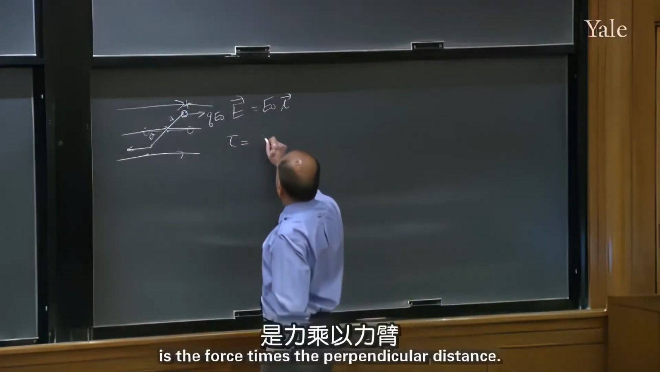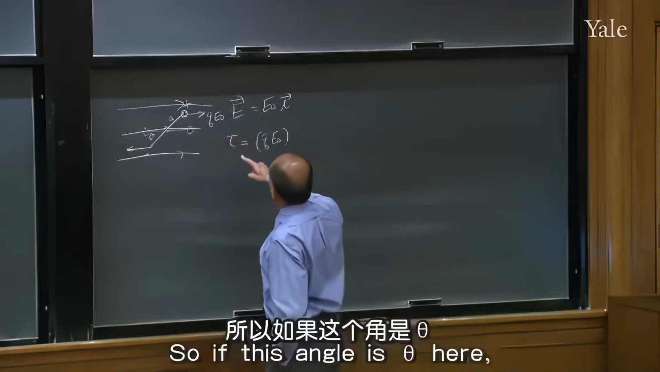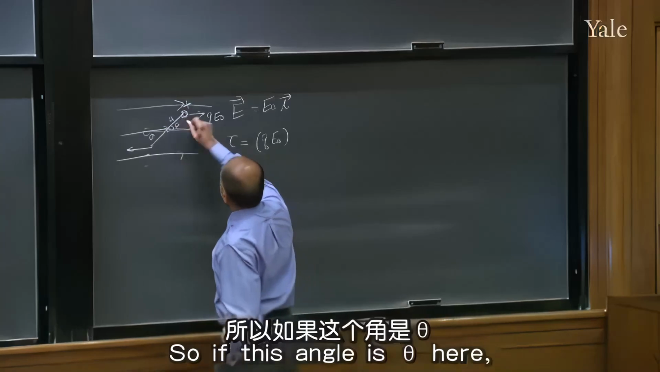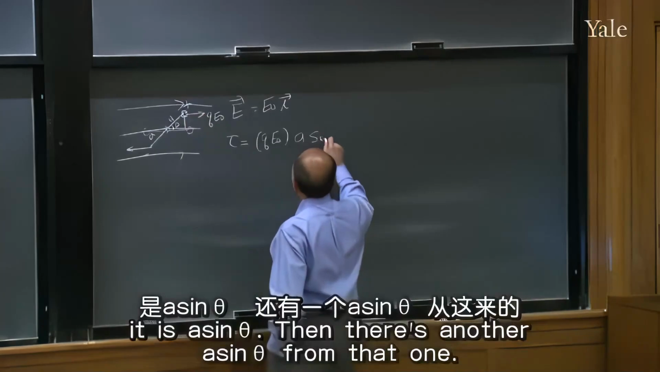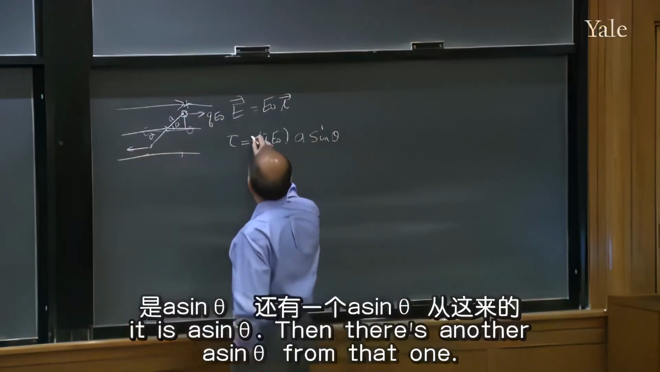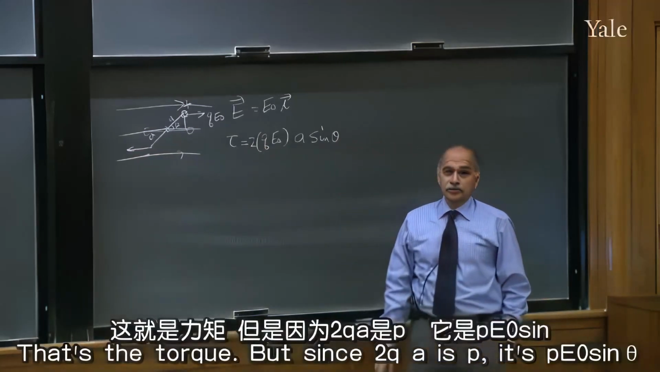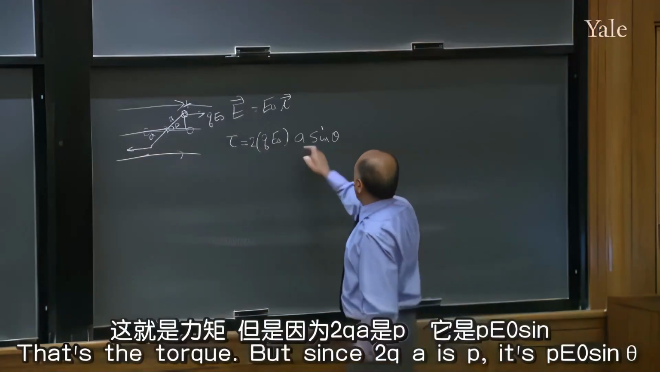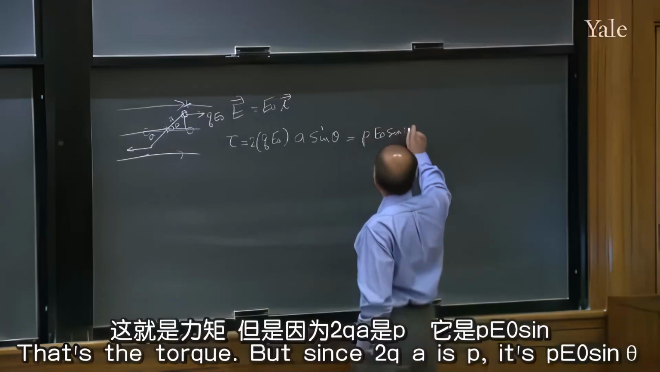Magnitude of the torque is the force times the perpendicular distance. So if this angle is theta here, and you want the perpendicular distance, it is A sine theta. Then there's another A sine theta from that one. That's the torque. Since 2qA is P, it's P E0 sine theta.